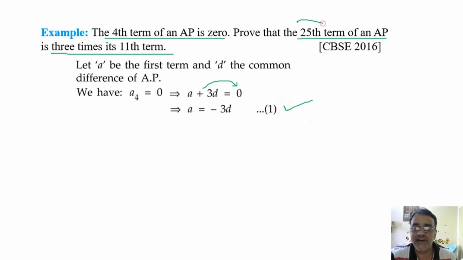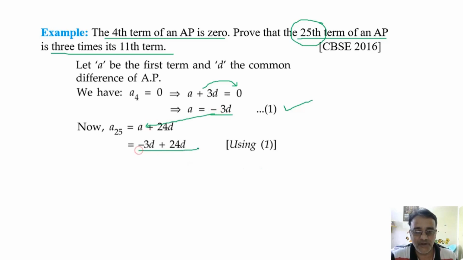Now we'll find 25th term. A25. What is A25? A plus 24D. Right, A plus 24D. Fine. Now we'll substitute A is equals to minus 3D here. Right? So what you will get? Minus 3D plus 24D, that is plus 21D. Very good. 21D we will get. So let it be equation number 2.